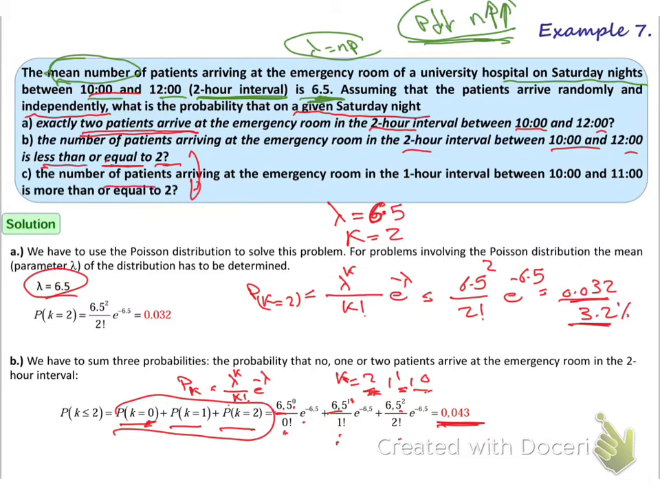The number of patients arriving at the emergency room in a 1 hour interval. So here it was a 2 hour interval. Here, in a 1 hour interval between 10 and 11, it is more than or equal to 2. More than or equal to 2, what does it mean? It means 2, 3, 4, 5, and so on up to infinity.